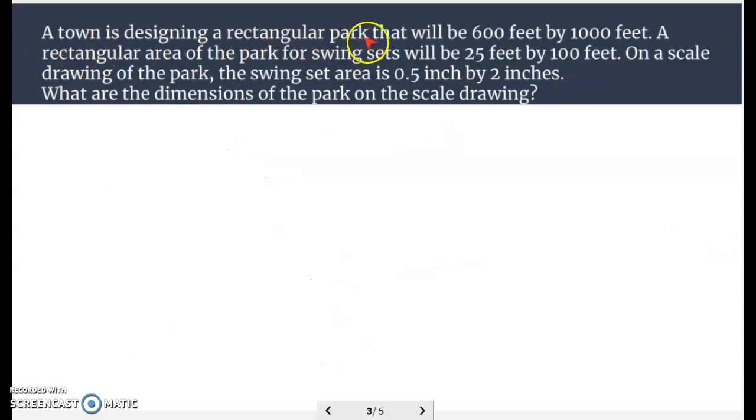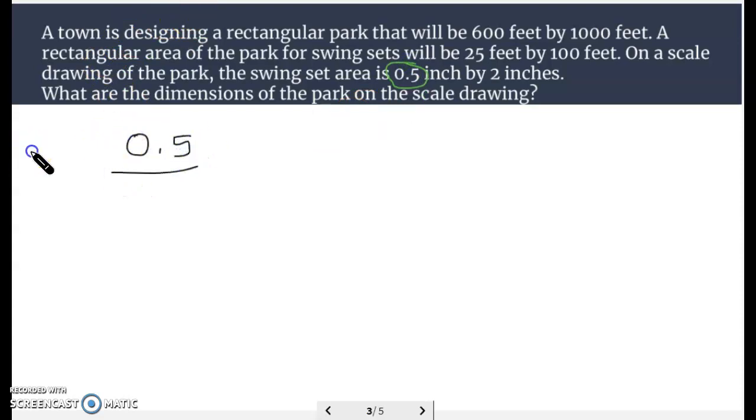This one, a town is designing a rectangular park that will be 600 feet by 1,000 feet. The rectangular area of the park for swing sets will be 25 feet by 100 feet. On a scale drawing of the park, the swing set area is only 0.5 inches by 2 inches. What are the dimensions of the park on the scale drawing? Okay, so we have the actual, and we have a couple of numbers here that will kind of drive what we do. Just the swing set area on the scale drawing, it's only 0.5. So let's keep that in mind.